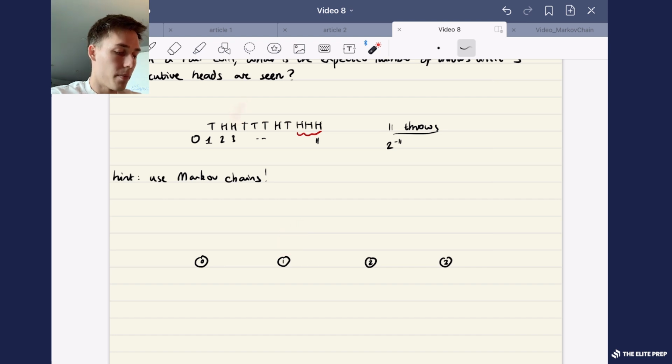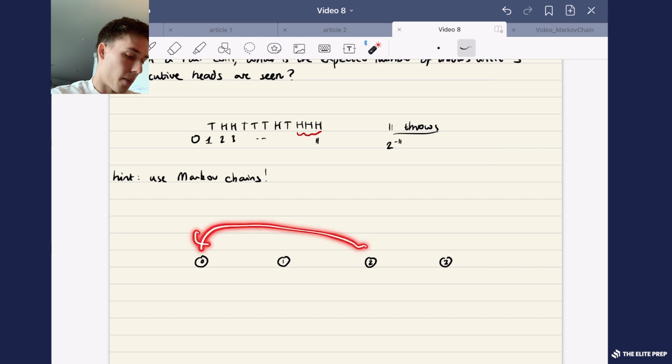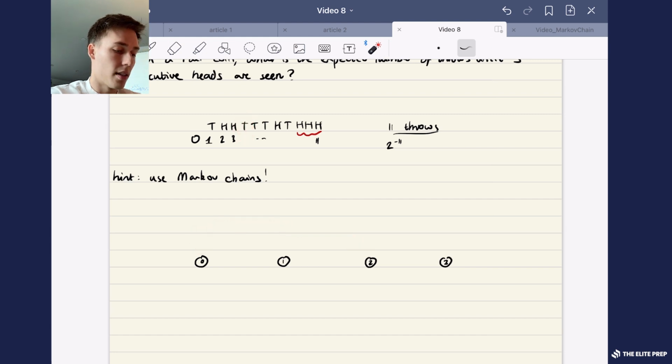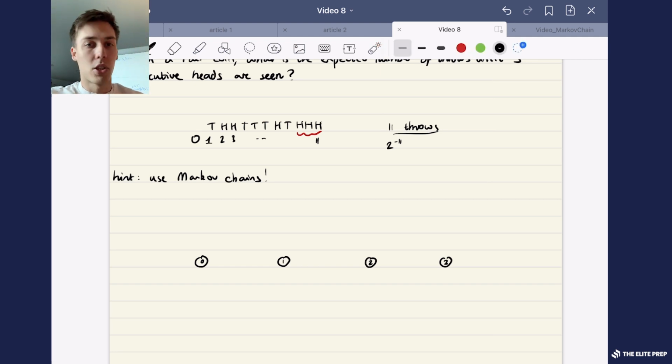At time 3, we have now seen head, head. But before that we had a tail. So then we're at state 2. But then at time 4, we see a tail again. So we're now back at state 0 because we saw a tail and the sequence of heads is terminated. This paints a picture as to what we should do for these states.